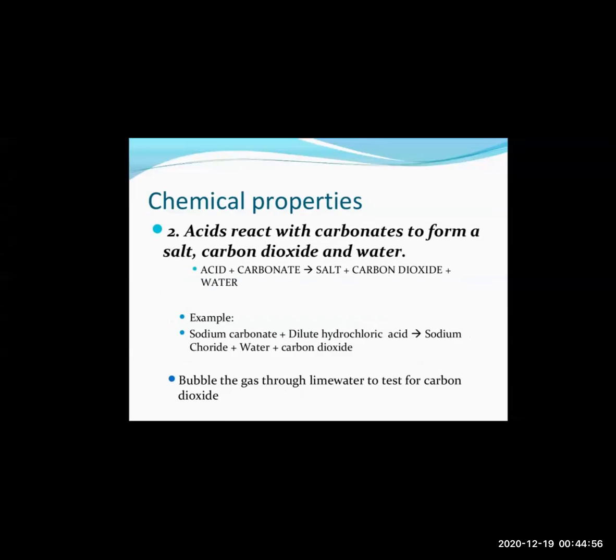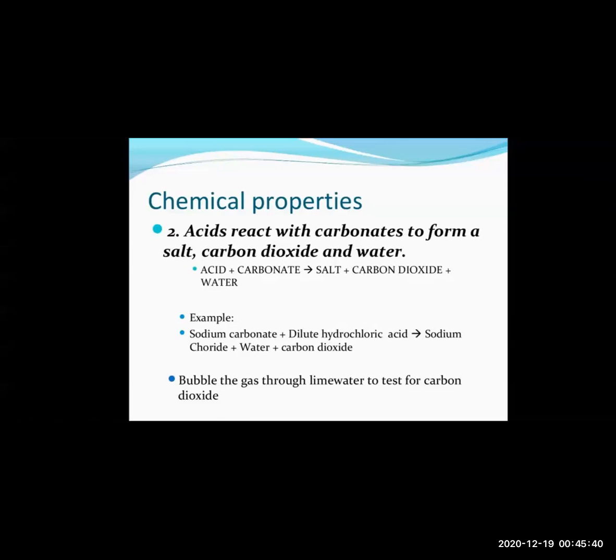Now let's see one more reaction. Acid reacts with carbonates to form salt, carbon dioxide, and water. When acid is reacted with carbonate, salt, carbon dioxide, and water are formed. What is the example here? When sodium carbonate is reacted with dilute hydrochloric acid, sodium chloride is given out, plus water, and carbon dioxide is liberated. So when acid reacts with carbonates, we get one type of salt, as well as carbon dioxide and water.